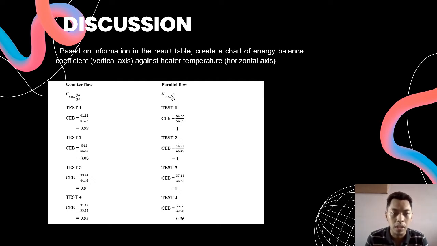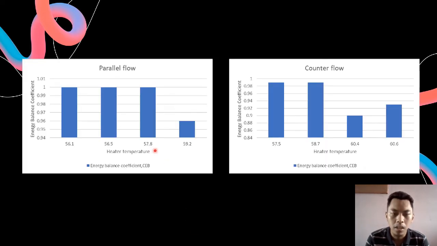So next for the discussion, based on the information in the result table, create a chart of energy balance coefficient on the vertical axis against heater temperature on the horizontal axis. Firstly, we must find the energy balance coefficient by using this formula, CEB equals QA over QE, which is the mass heat transfer for inlet and outlet. So this is the result we get. Next is the bar chart that we made for parallel flow and counter flow.